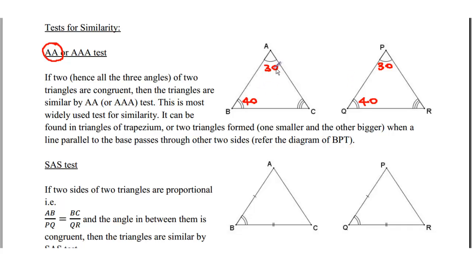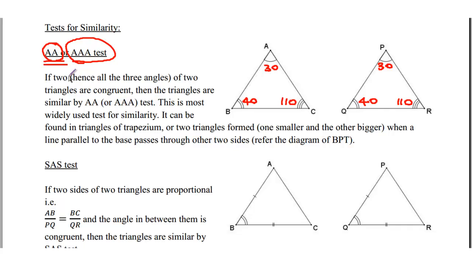And let's say 40 plus 30 is 70, 180 minus 70 is 110. If all the three angles were given to be equal, then we would have used the AAA test. So basically the AAA test means all the three angles of one triangle are equal to the three angles of the other triangle. But if we are only given two angles, 30 and 40, or 40 and 110, we can still use similarity by the AA test.